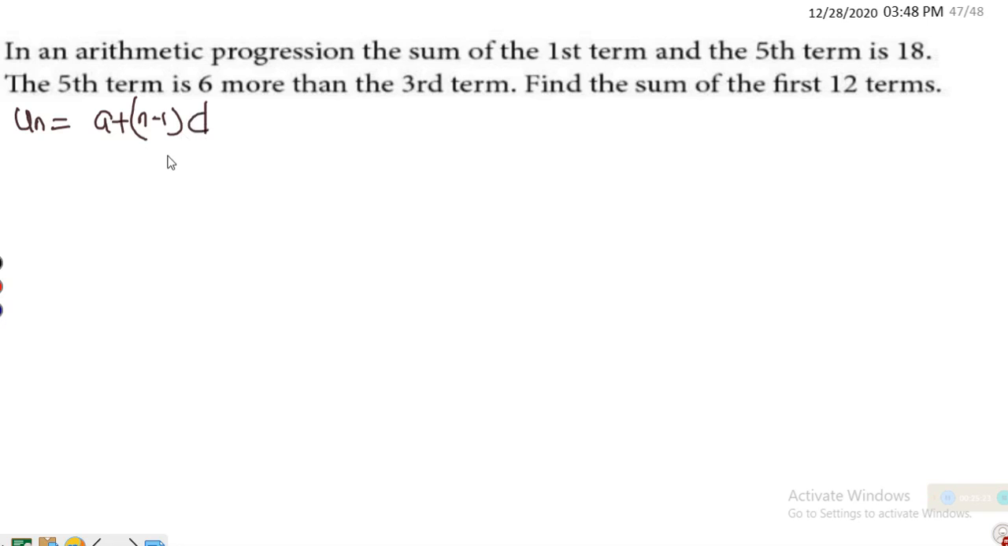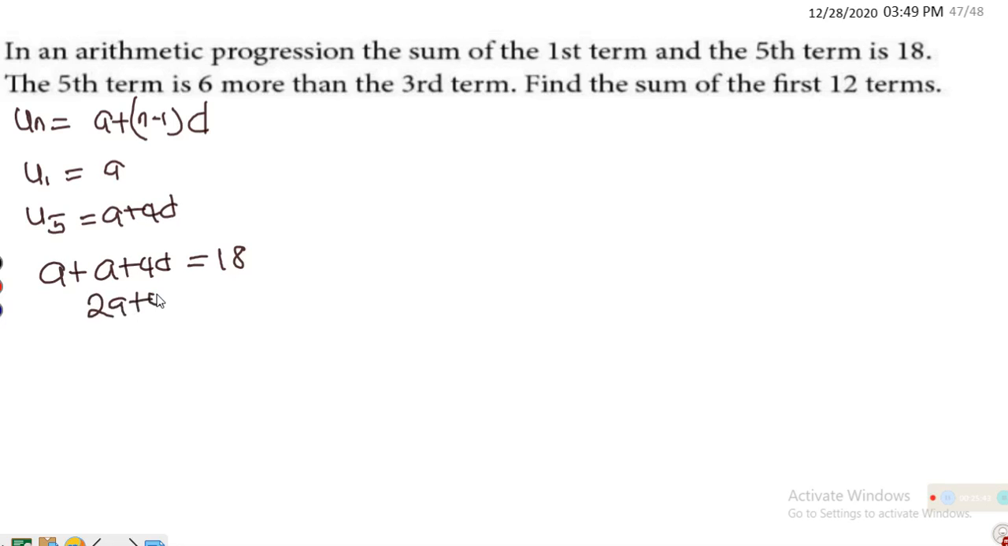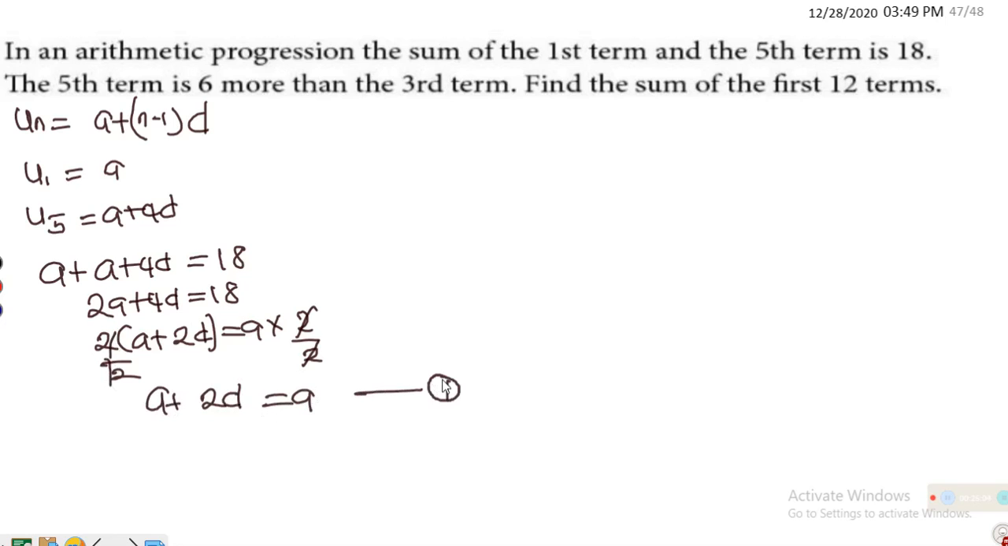Okay. So the sum of the first term and the fifth term is 18. So first term u1 is a, and fifth term u5 is a plus 4d. So the sum a plus a plus 4d equals 18. So that means 2a plus 4d equals 18. So if we factor out 2, we have a plus 2d equals 9 times 2. So dividing both sides by 2, that will give us a plus 2d equals 9. Let's call this equation 1.